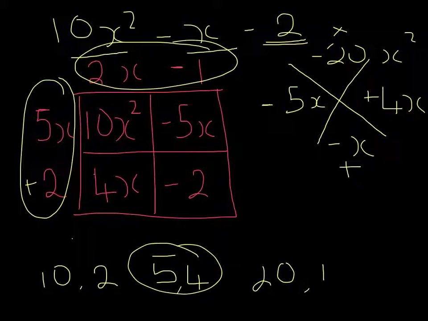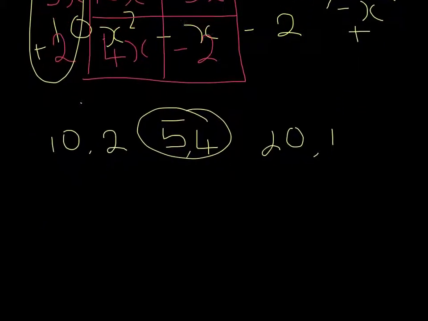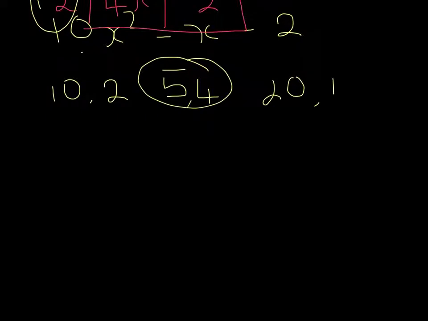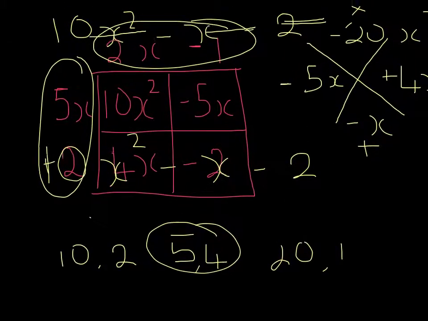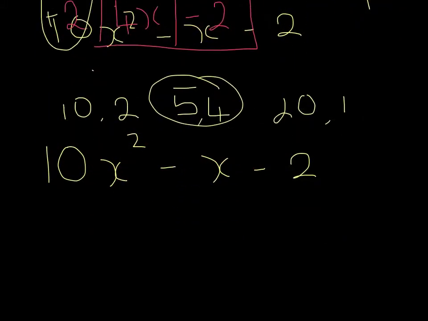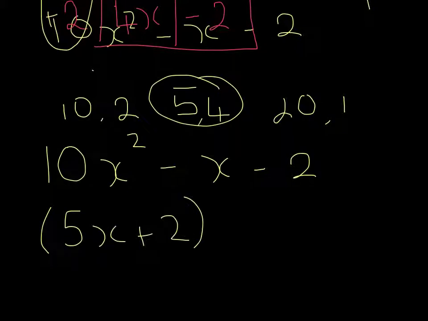They're our factors. So let's just write that out nicely for you. Our original expression was 10x squared minus x minus 2, and our factors were 5x plus 2 and 2x minus 1. And if I really wanted to check, the way that I would do that is to multiply this back out again, and I should get the expression that I started with.